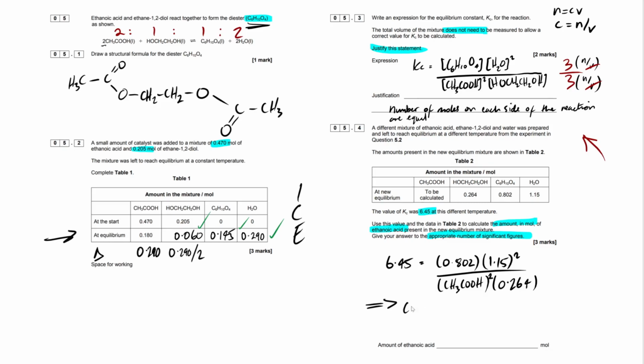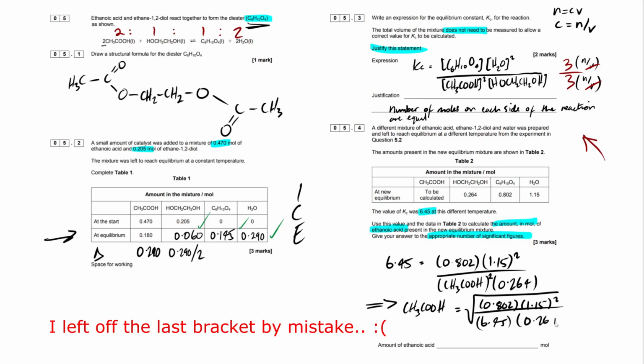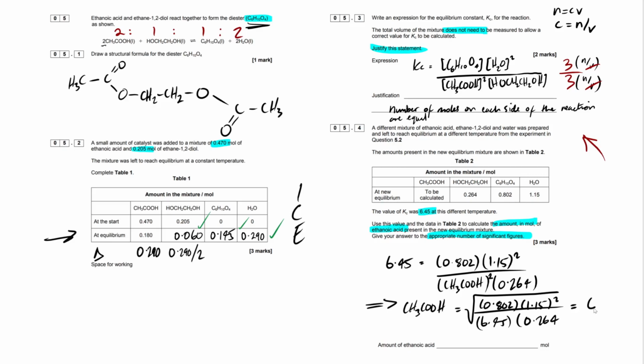So this is going to be CH3COOH equals, now because this is ultimately squared, like I said, we're going to have to square root everything, so I'm going to do that right here. Square root of 0.802 times 1.15 squared, all over our Kc, so 6.45, and then our 0.264. Hopefully that makes sense, not too complicated. Now if you put that in your calculator, you're going to get an answer of 0.7892.